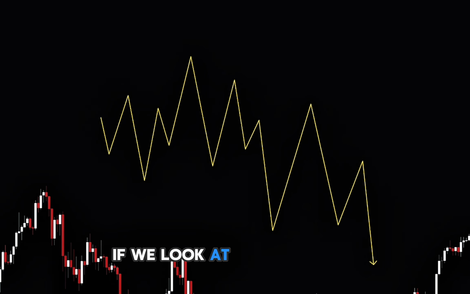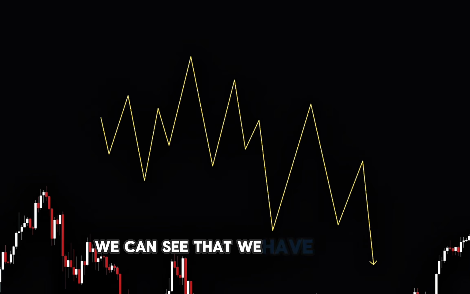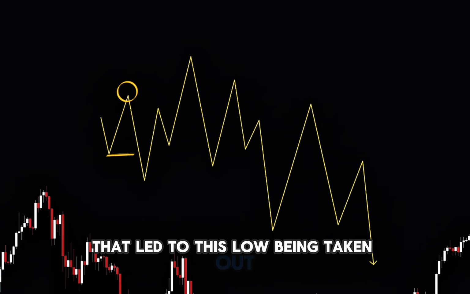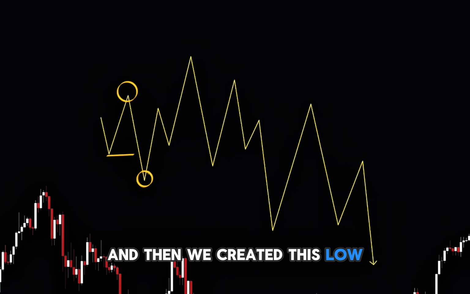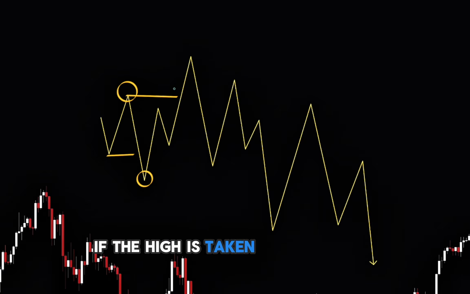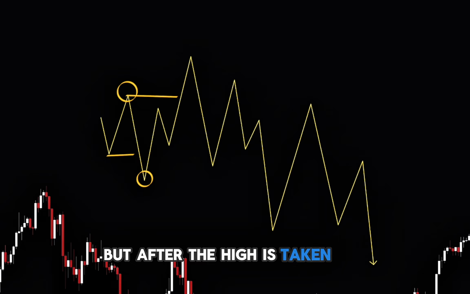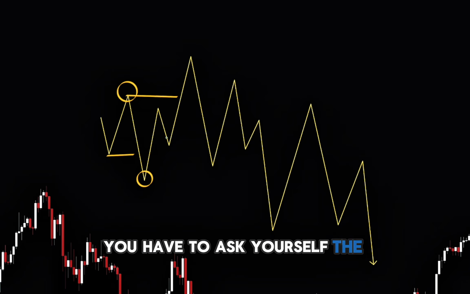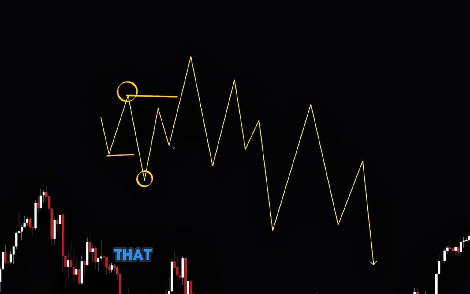So if we look at it here, we can see that we have a very high here that led to this low being taken out, and then we created this low. This low becomes valid after the high has been taken. If the high is taken out, this low now becomes valid. But after the high is taken out, we have one thing to do, to be able to identify the liquidity. From this point, you have to ask yourself the low that caused the break. That becomes your liquidity. So this low becomes liquidity.